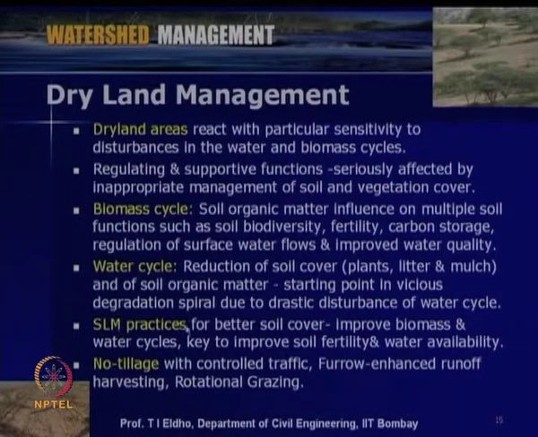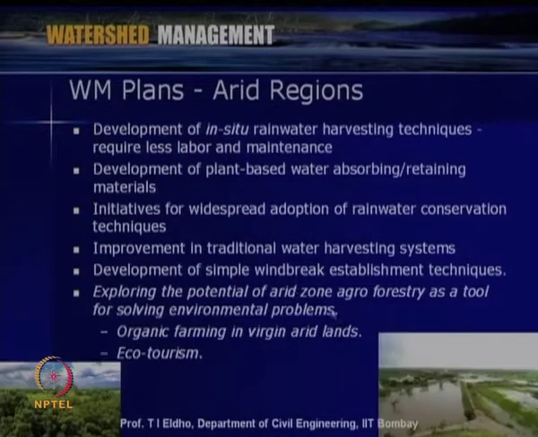And then as far as dry land management is concerned, sustainable land management practices which we discussed in the previous slide, we can utilize these for better soil cover, improved biomass and water cycles, and these are the key to improve soil fertility and water availability in the particular area. And then no tillage with controlled traffic, furrow enhanced runoff, runoff harvesting and rotational grazing. So, these are some of the things which we can do as far as dry land management is concerned within an arid region.